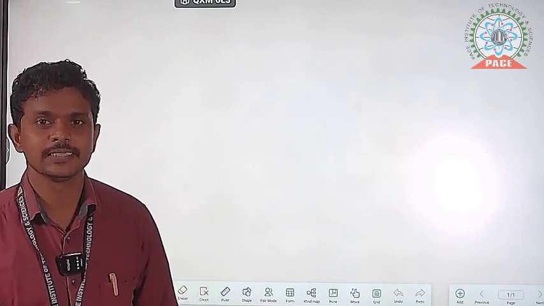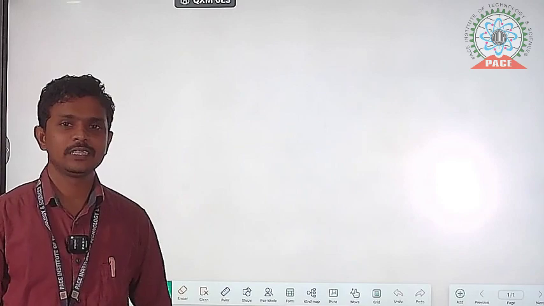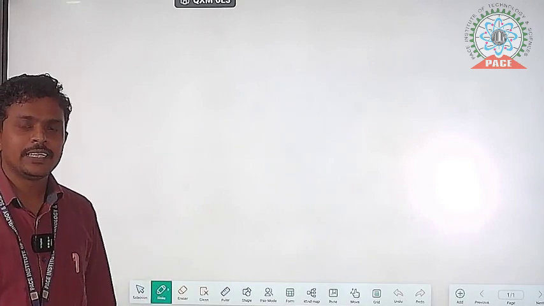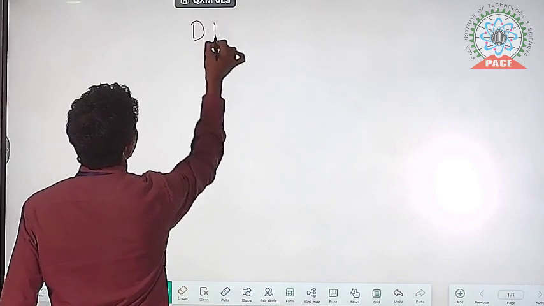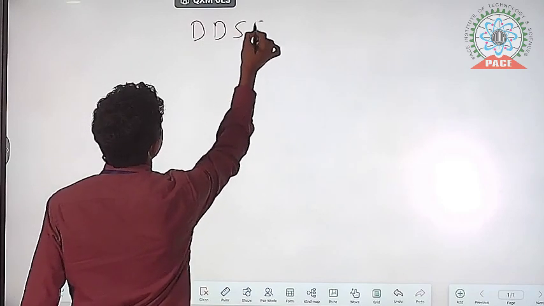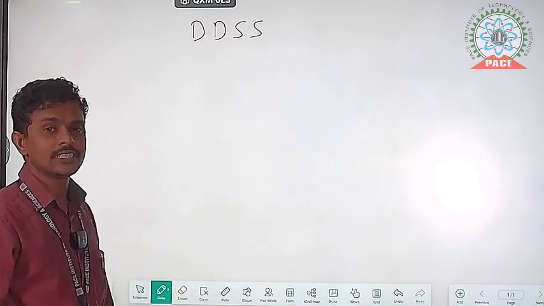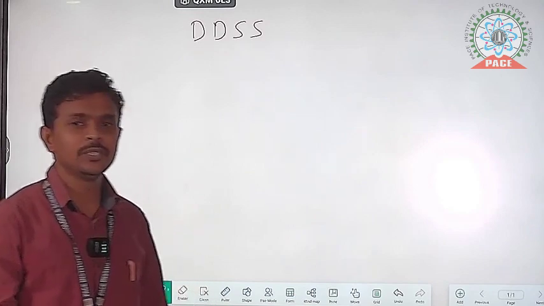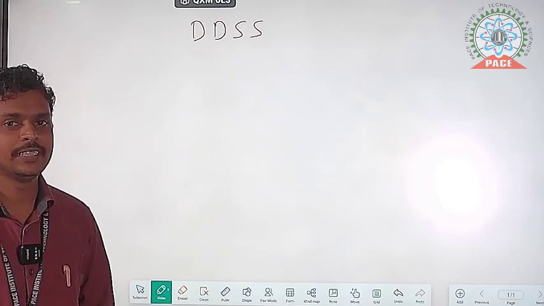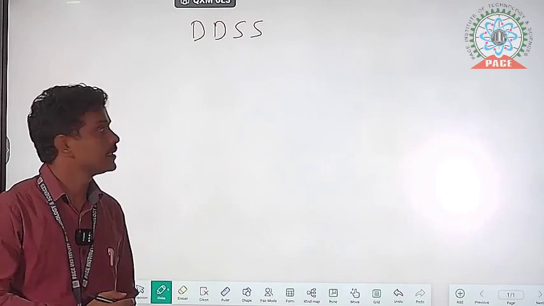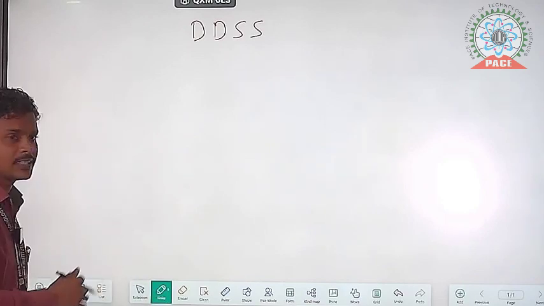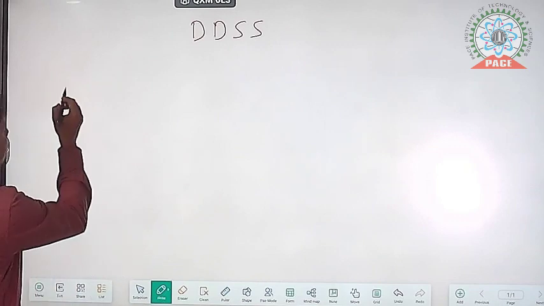Technology and Sciences. I am going to give the lecture on design and drawing of steel structures, that means DDSS, design and drawing of steel structures. Now I would like to give the introduction about the DDSS. So first, if we go for the introduction, we need to know a few things.